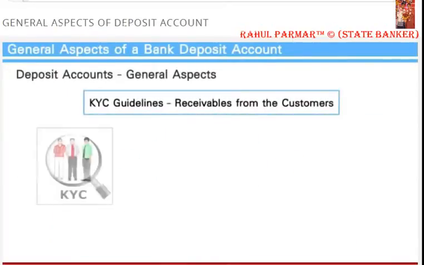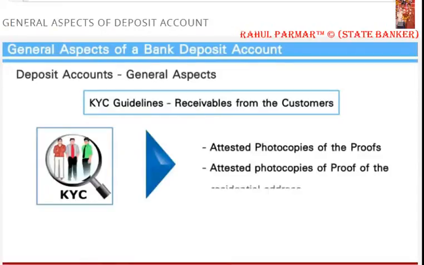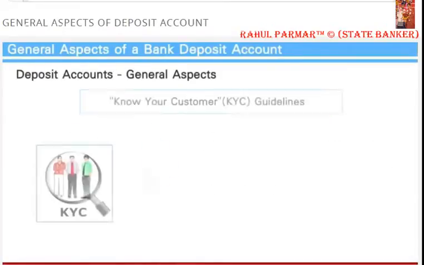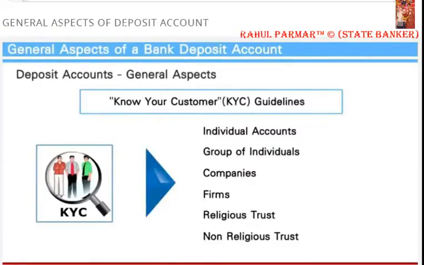As per the existing guidelines issued by the Reserve Bank of India, documents to be received from a customer along with the application form are attested photocopies of acceptable proof of the identity of the customer, like passport, driving license, voter's ID card, PAN card, and attested photocopies of proof of the residential address, like house ownership documents, rent receipt, utility bill, or society letter. Accounts opened by individuals, groups of individuals, companies, firms, religious trust accounts, non-religious trust accounts, etc. are subjected to the KYC procedure.